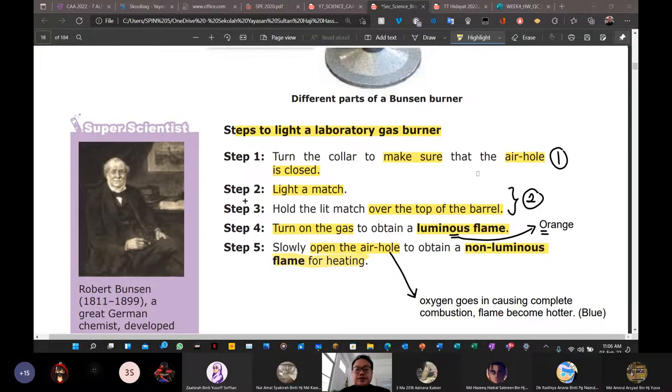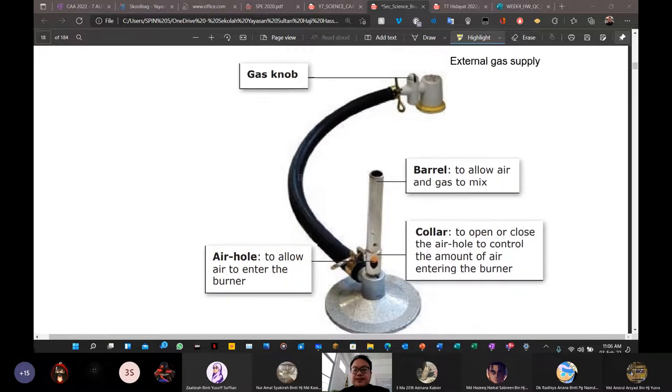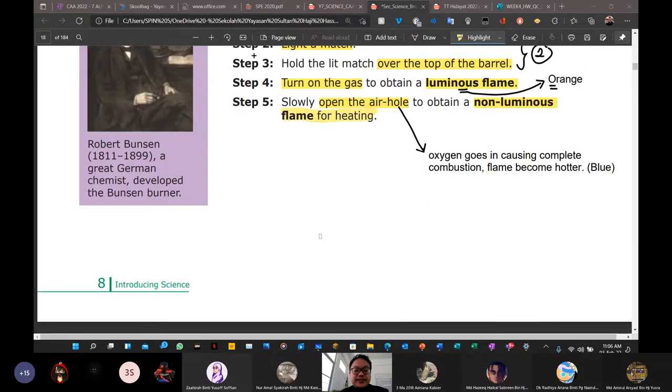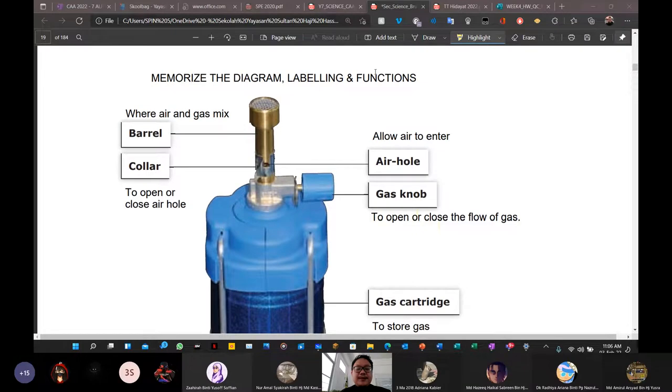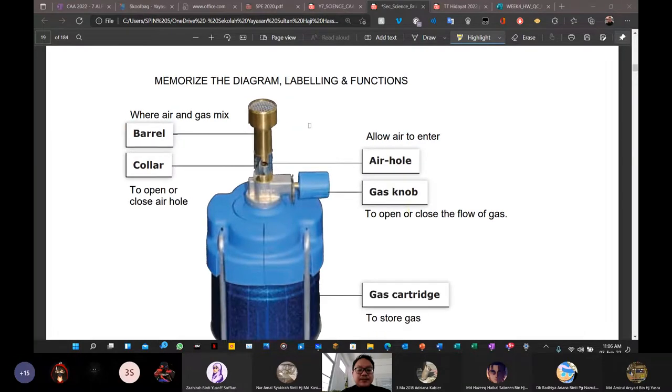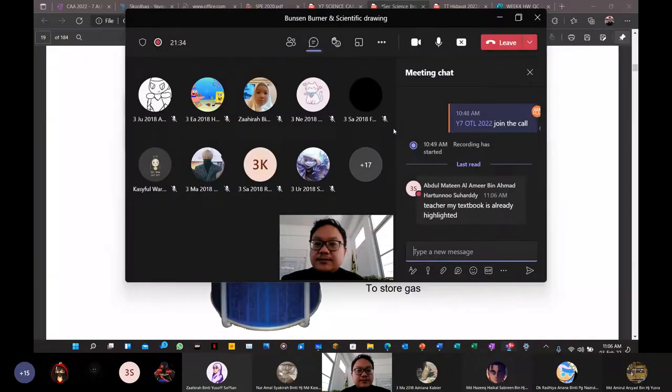All right, so although the function of all these parts of the Bunsen burner is written here, these are not going to be used for the exam. The one that they're going to use for the exam is this diagram. Therefore, you need to memorize the diagram, labeling and function. Okay, so make sure you write down the function. The barrel, the long part here, is where air and the gas mix. The collar is where you open or close the air hole.